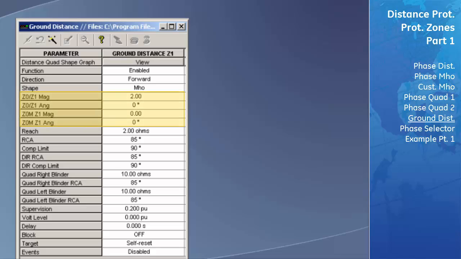The 4 new settings you see here that were not available in the phase distance elements all have to do with zero sequence impedance. The zero sequence impedance is needed by the ground distance element to detect a single phase-to-ground fault. We will now discuss how to configure these settings.